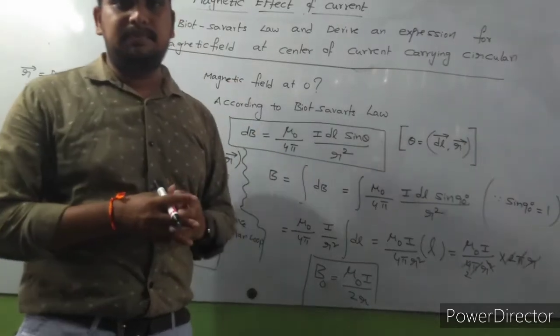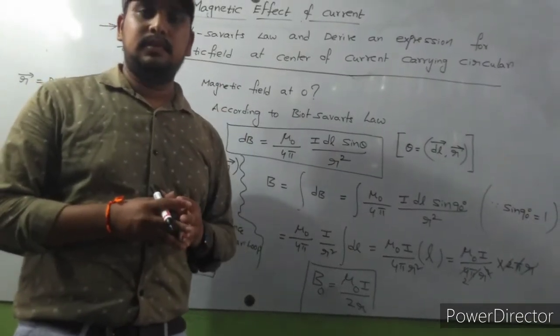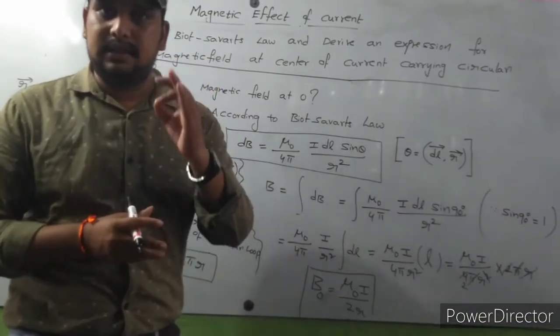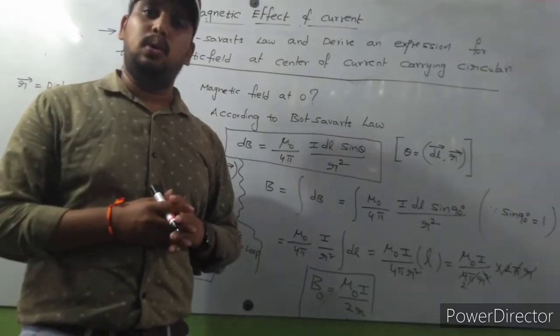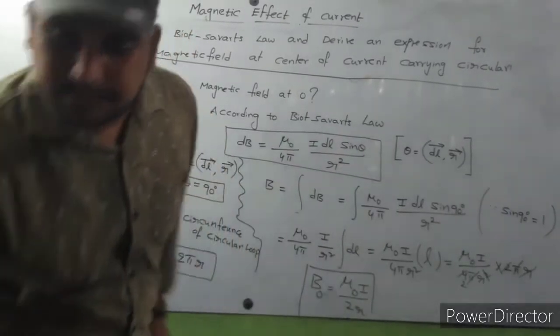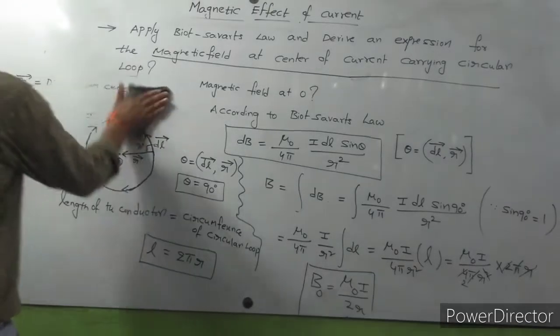So this is the derivation for the magnetic field at the center of a circular loop. Okay, so now observe carefully.